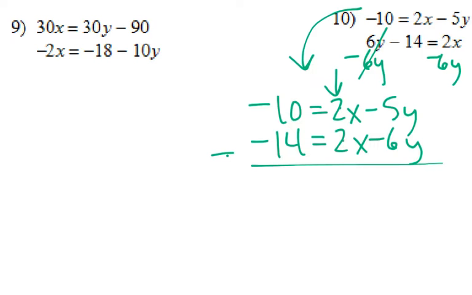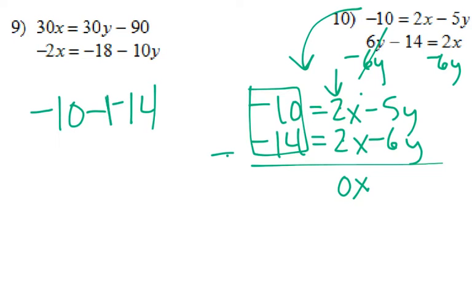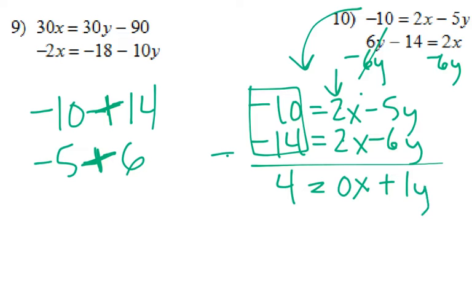So 2 minus 2 would give us 0x. Now, -10 minus 14. Write it out if you need to. Except minus 14 is really plus, so we're really getting a positive 4. -5 minus -6. That's really a plus, so our coefficient is actually going to be a positive 1y. So we get 4 equals y.